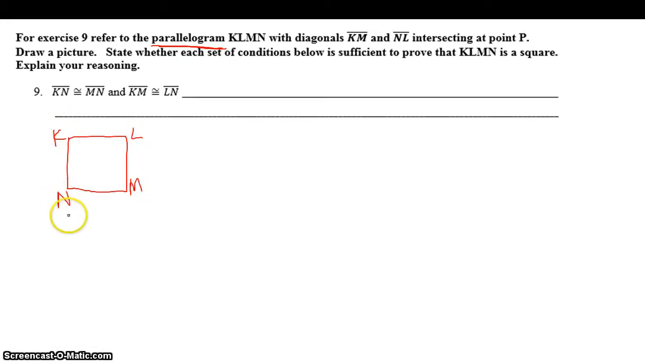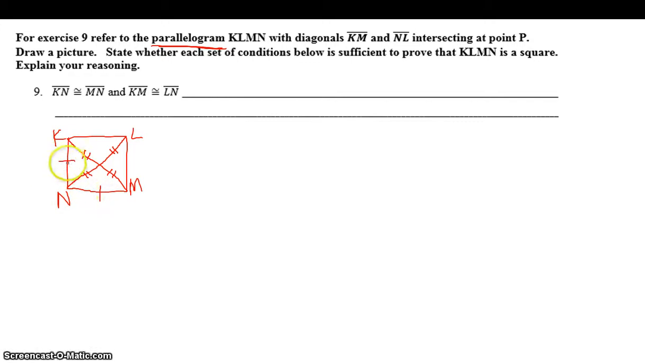KLMN. And this is showing me that KN is congruent to MN. So I'm going to put slashes there. And KM is congruent to LN. So that is the diagonal. From K to M, that's congruent to L to N. So those are the diagonals, and they're telling you that the diagonals are congruent. So how we mark that was this way, because in a parallelogram, diagonals bisect each other. So if the diagonals are congruent, that means all 4 of these pieces are congruent.